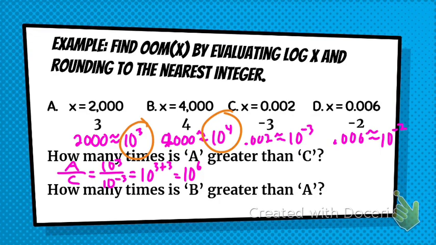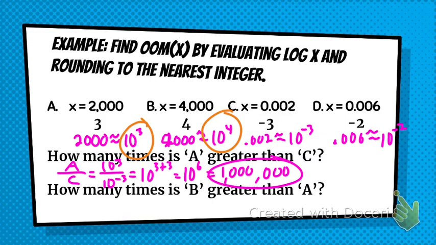But if I said, how I phrase it here, how many times is A greater than C, then we would say 1 million times greater, because 10 to the 6th is 1 million. So this is 1 million times. Once again, if I say how many orders is A greater than C, that would be 6. If I say how many times is A greater than C, that would be 1 million.